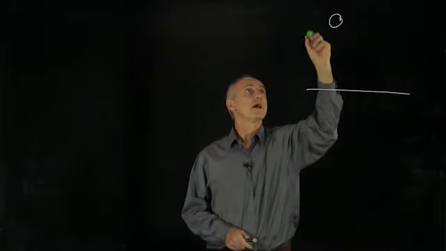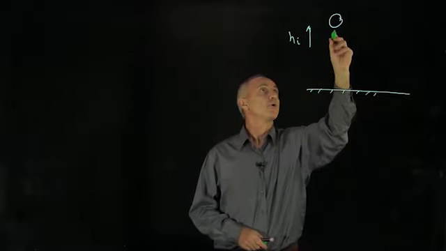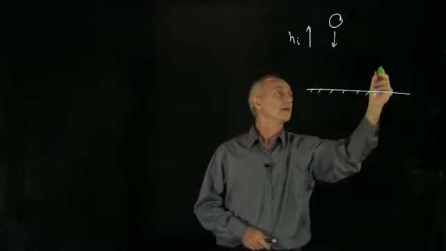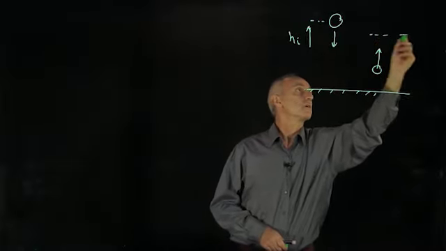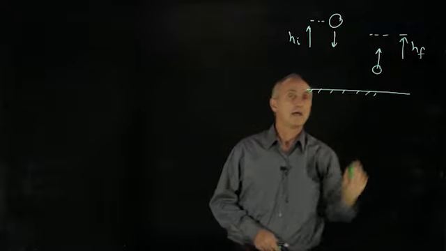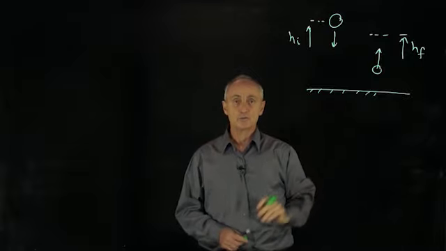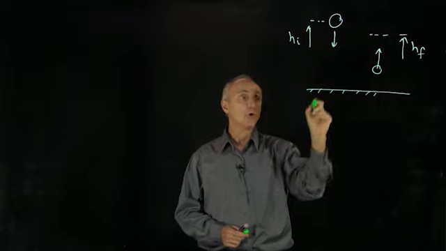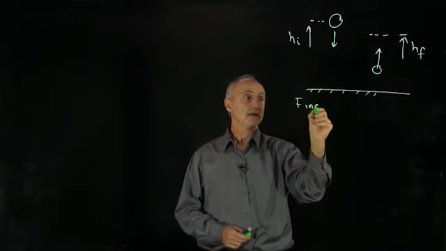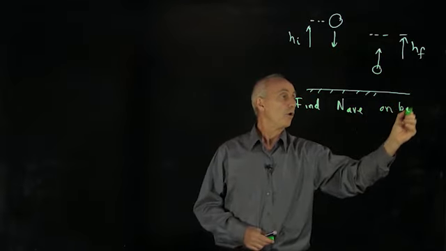Let's consider a ball that is dropped from a certain height, h initial, above the ground, and this ball is falling. It hits the ground, and it bounces up until it reaches some final height, h final. Now, when the ball is colliding with the ground, there are collision forces, and in this problem, what we'd like to do is figure out what the average force of the ground is on the ball.